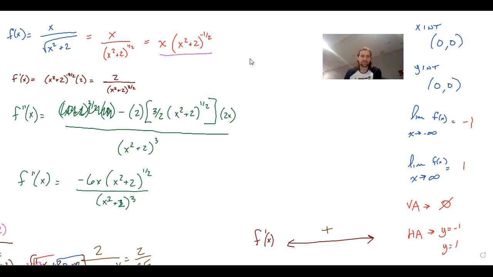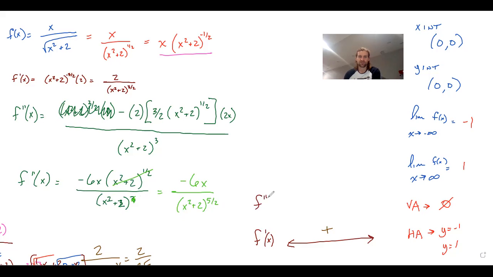And the last thing we can do here is factor this out. If we take a 1/2 power away from this, we're going to get negative 6x over x squared plus 2 to the 5/2 power. This was 3 or 6/2. If we took away the 1/2 from the top, it drops it down to the 5/2 power. Okay, so there's the second derivative. Let's do the second derivative test.